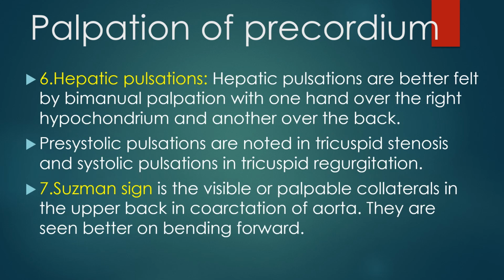Hepatic pulsations are better felt by bimanual palpation with one hand over the right hypochondrium and another over the back. Presystolic pulsations are noted in tricuspid stenosis and systolic pulsations in tricuspid regurgitation. Sussman sign is the visible or palpable collaterals in the upper back in coarctation of aorta. They are better seen on bending forwards.